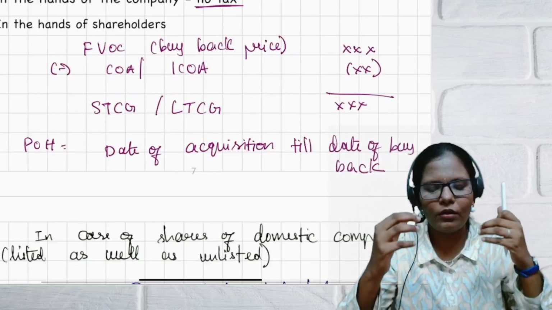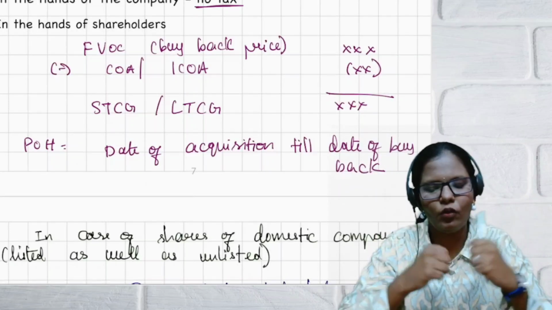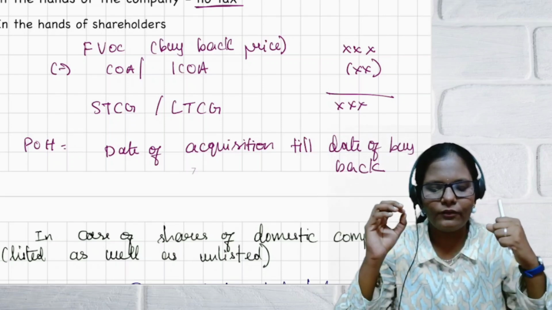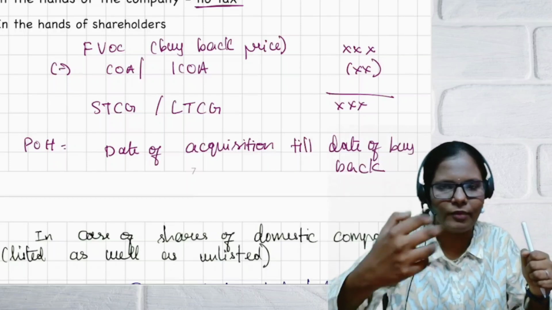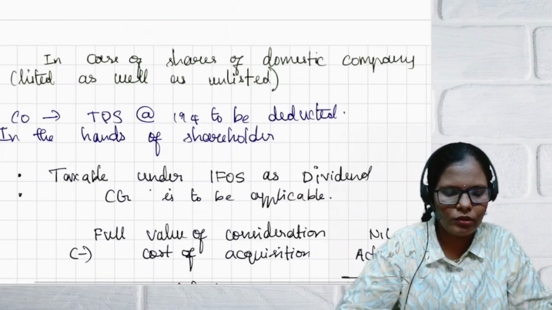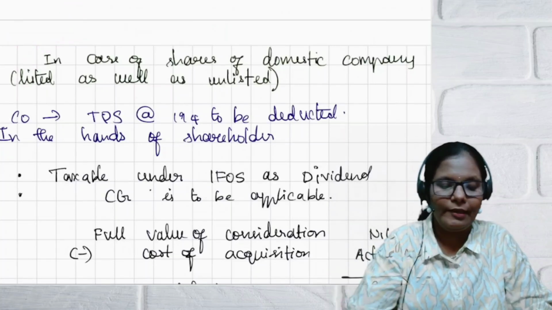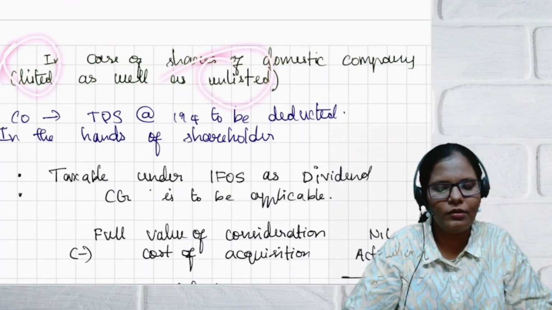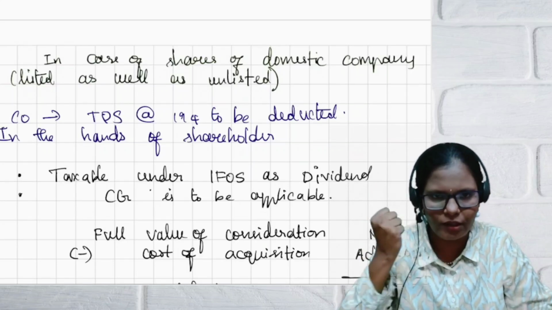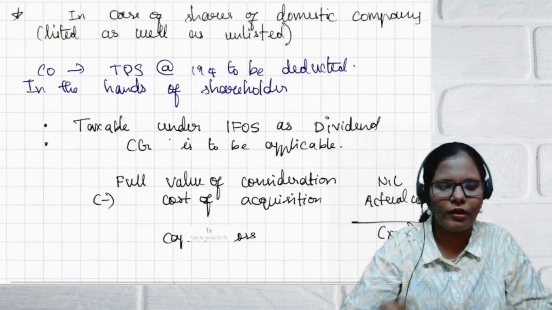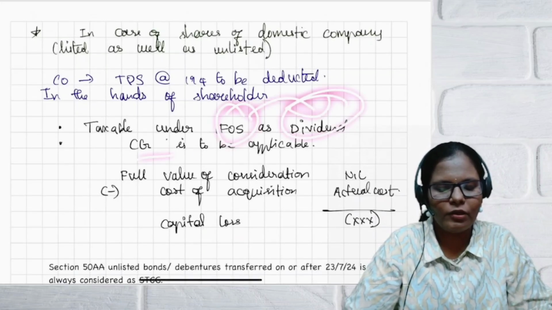So to decide whether this is long term or short term, we need to identify with the help of period of holding. Period of holding is from the date of acquisition, the date you bought the shares, till the date of buyback by the company. So this is a new one. In case of shares of a domestic company, listed as well as unlisted shares, TDS under 194 to be deducted by the company, but in the hands of the shareholder it is taxable under income from other sources as dividend income, capital gain is not applicable.